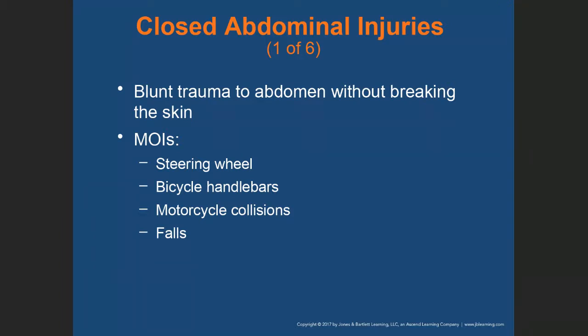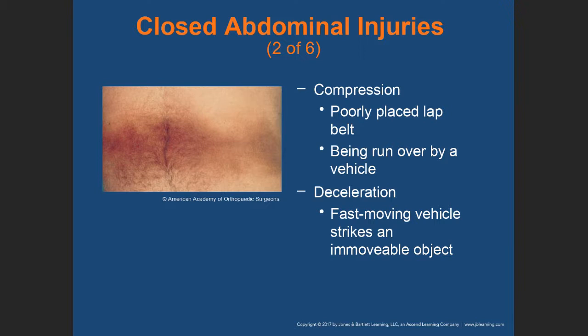MOIs that you need to consider: steering wheel making contact with the abdominal area, bicycle handlebars, motorcycle collision, falls. They can have compression type injuries from a poorly placed lap belt, and they can have compression injuries from being run over by a vehicle. They can have deceleration injuries from a fast moving vehicle that strikes an immovable object.